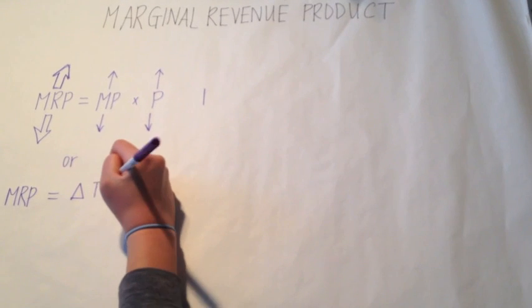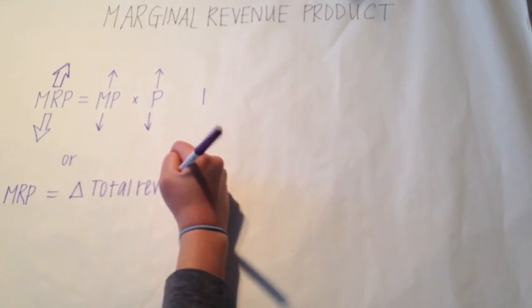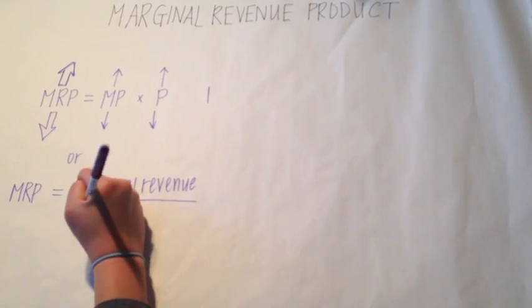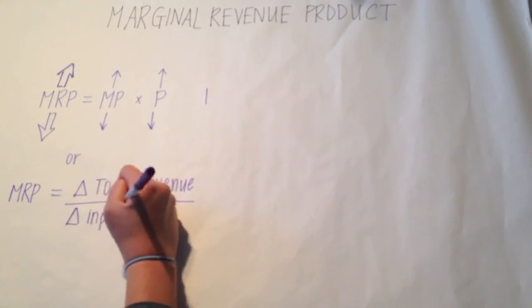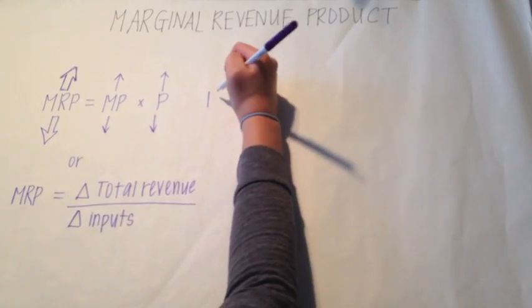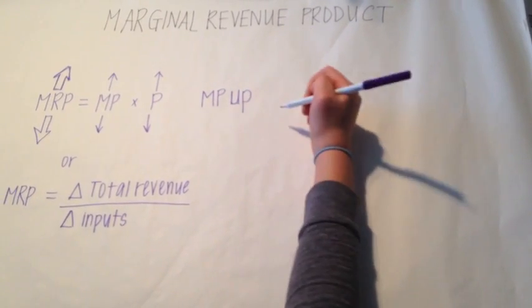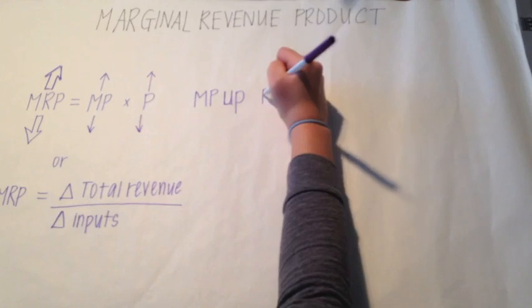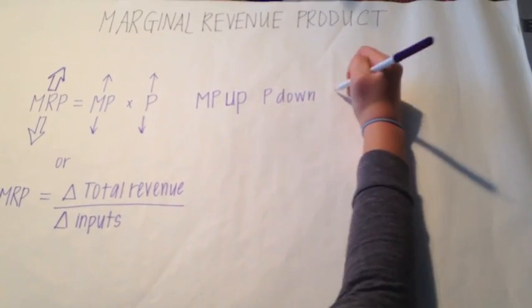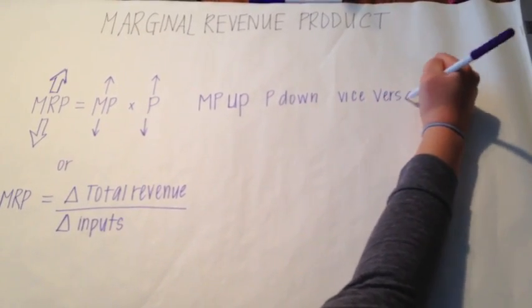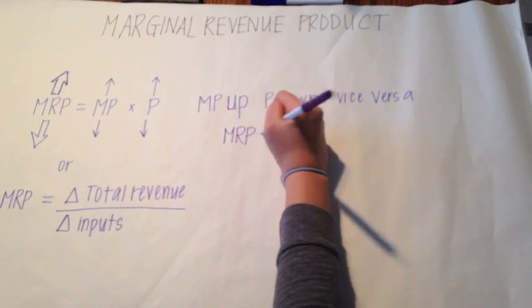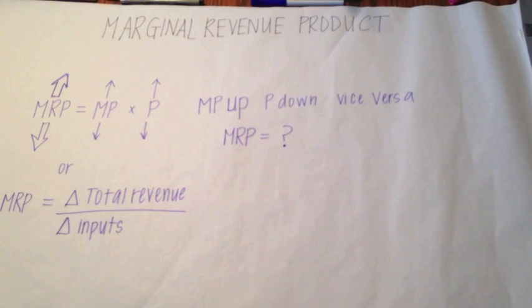You can also calculate MRP by taking the change in the total revenue over the change in the number of inputs. Now, an issue you might run into is if the marginal product and the price go in different directions. So for example, if the marginal product goes up and the price goes down, or vice versa, you're not able to calculate MRP unless you're given specific numbers.